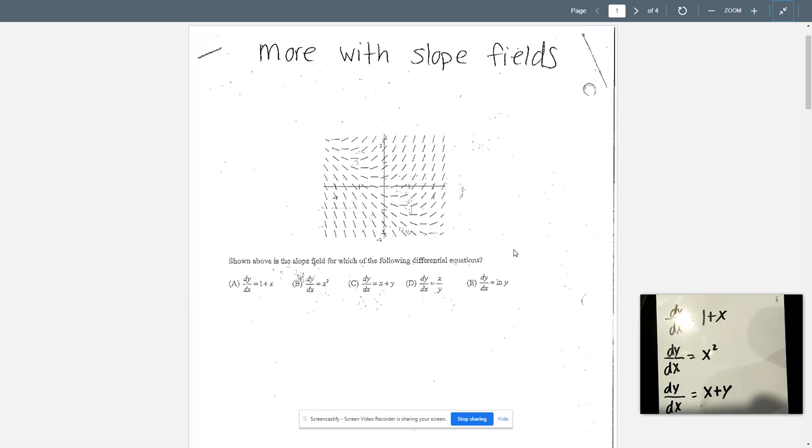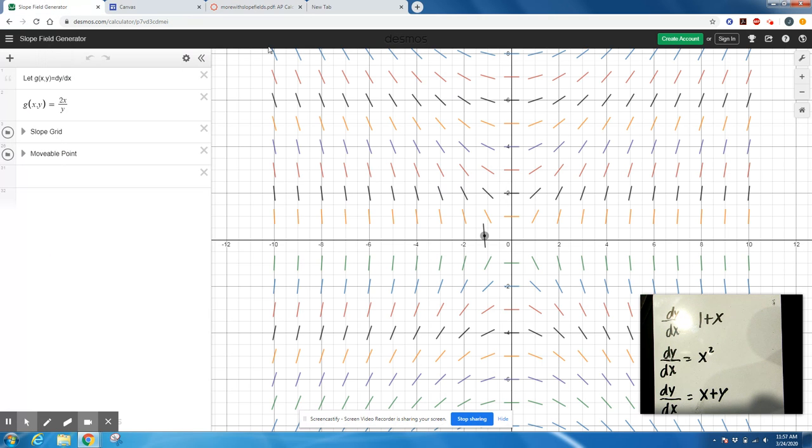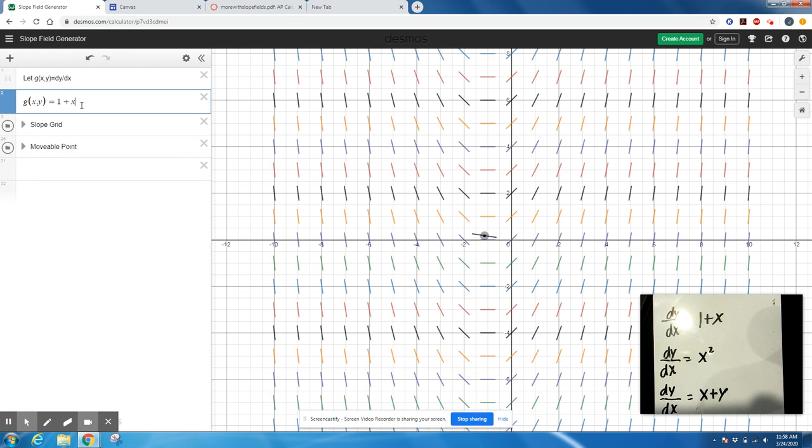I went ahead and wrote the derivatives down because I'm not that tech savvy and I'm going to be toggling back and forth between screens here. So I'm going to go to my slope field generator in Desmos. Your brain is going to be your slope field generator, but this will just help me explain. The very first one that was given was 1 plus x. Here is what a slope field for 1 plus x would look like.